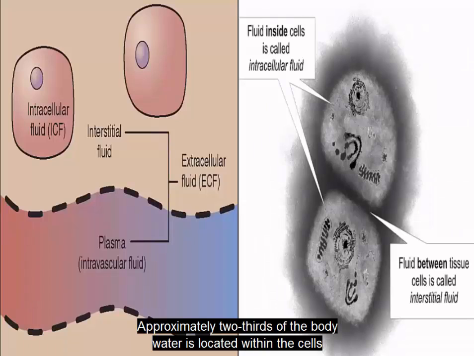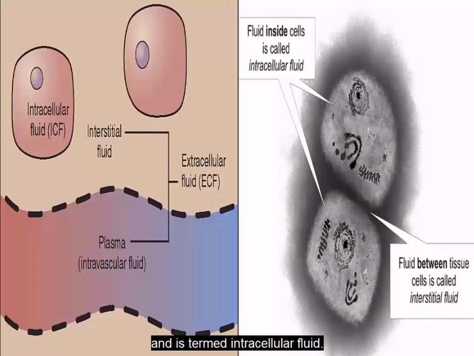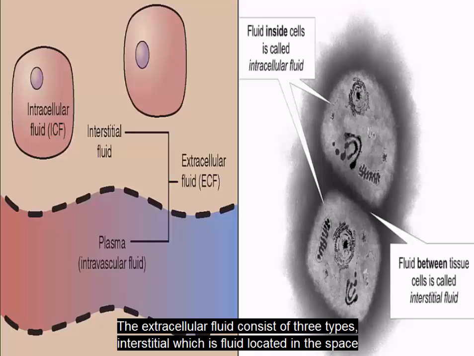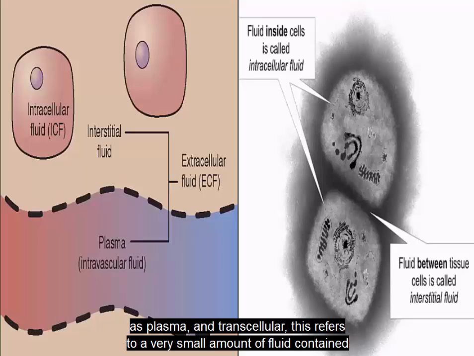Approximately 2/3 of the body water is located within the cells and is termed intracellular fluid. The other 1/3 of body water is located outside the cell, and this is known as extracellular fluid. The extracellular fluid consists of three types: interstitial, which is fluid located in the spaces between the cells and the lymphs; intravascular, which is the fluid portion of the blood known as plasma; and transcellular.